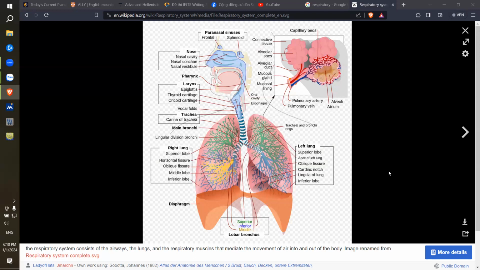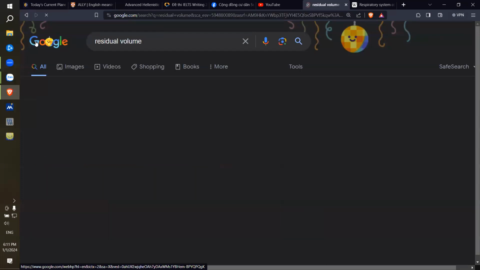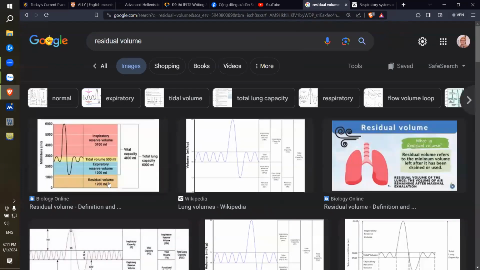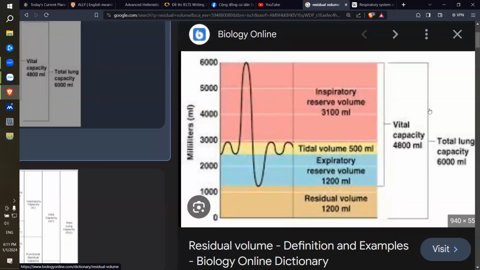The residual volume is the amount of air that stays in the lungs after a person exhales as much as they can. It is important for keeping the lungs elastic and avoiding collapse of the alveoli. It is around 1,200 milliliters.